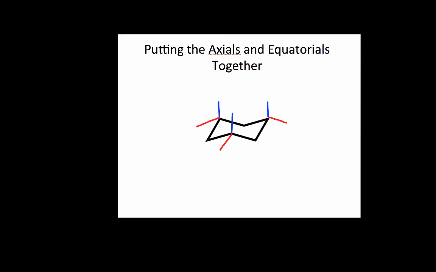Then of course I have three axials that are down here, here, and here. And then each of those carbons has an equatorial substituent that is pointed up. Here, here, and here. So now we have all 12 substituent positions drawn correctly around our ring.